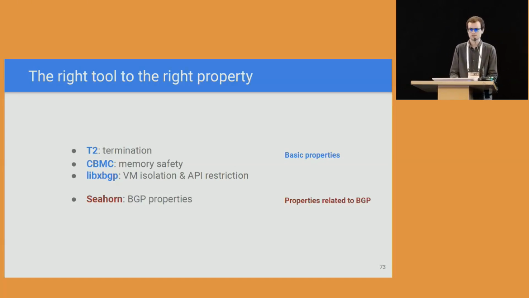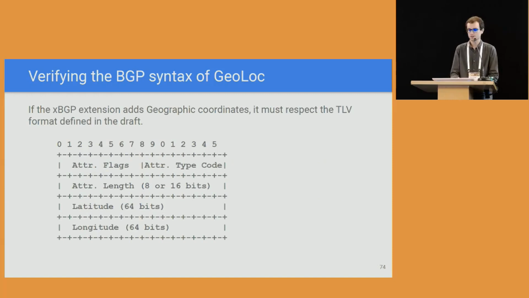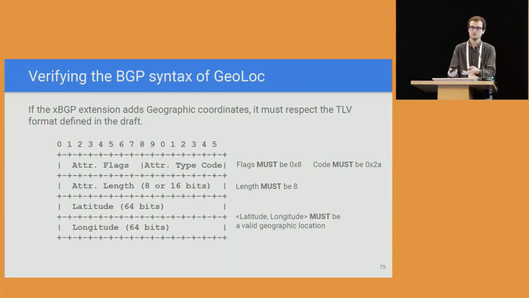But the most important ones are the properties related to BGP. I will also retake my example of Geoloc, where when you want to advertise this feature and this attribute inside your routers, they must satisfy a wire format, a header. So what you have to do is write and annotate your source code with the corresponding values. For example, the flag must be 8, the type code must be 2A, and so on. Also, the latitude and longitude must be a valid location on the Earth. So you have to write it yourself, and then the offline verification tools will make sure that the header is correctly formatted.